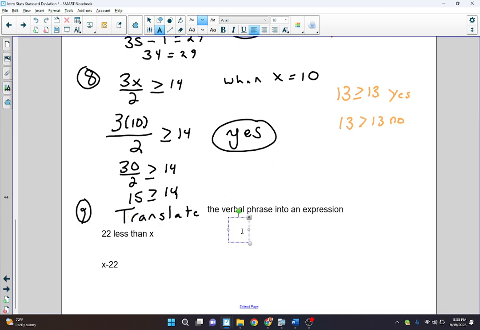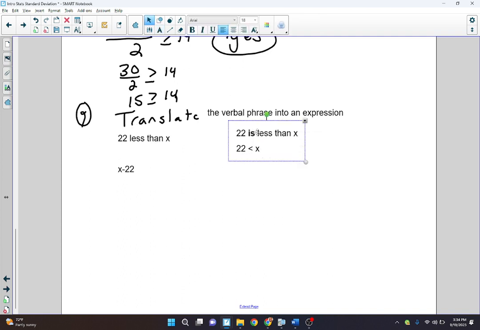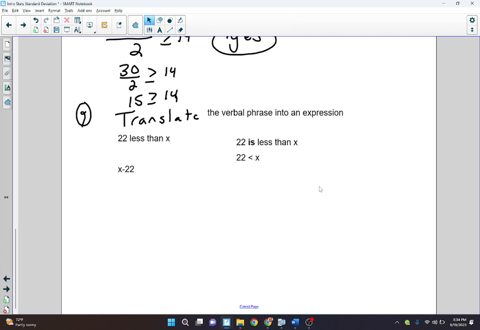If I said 22 is less than x, in that situation, you say 22 is less than x. You have to make sure you pay attention to the is. Got it, guys? I'm happy to explain. So notice the difference between is and not being there changes how the question looks.